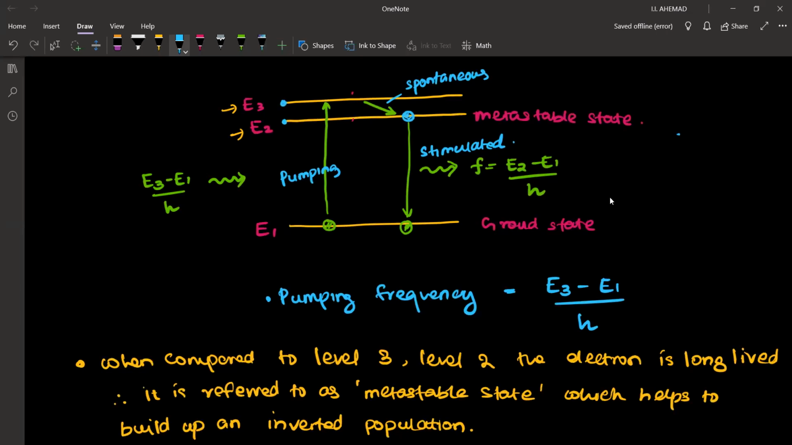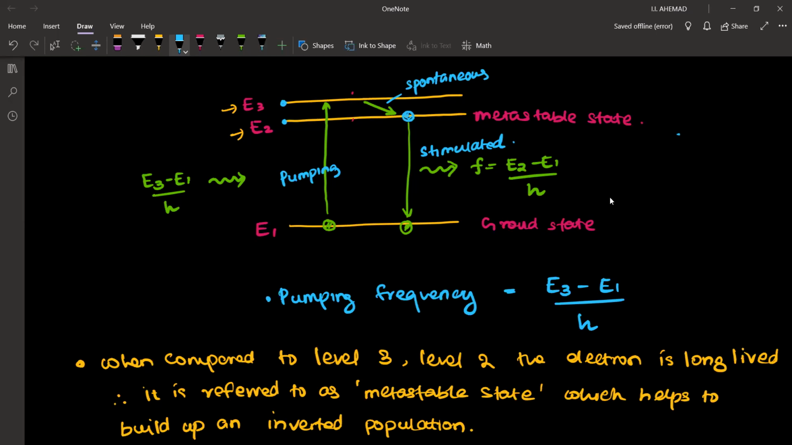When we compare level three and level two, level two is a bit more stable. Therefore, the electron falls back to level two. It happens spontaneously; you don't need to provide any energy. It will release energy and fall. This energy level is set up, or manufactured, so that the electron can stay for a comparatively longer period of time. Therefore, we call this level metastable.